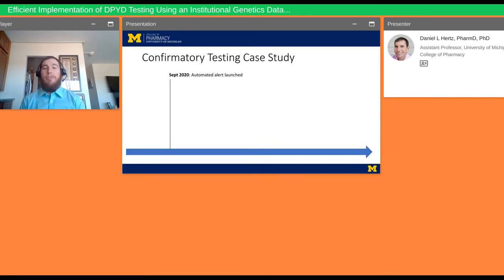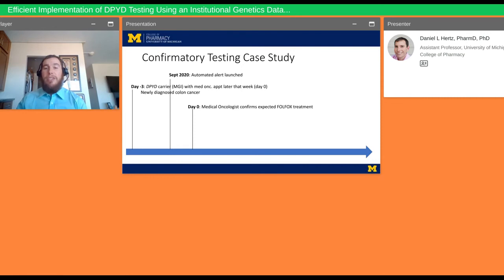We launched this study in September of 2020 and launched our automated alert system. We immediately found that there was a DPYD carrier in the MGI data who had previously that week been newly diagnosed with colon cancer. We immediately contacted the medical oncologist and confirmed that this patient is expected to receive combination chemotherapy, including 5-fluorouracil. We then enrolled the subject the following day and sent their DPYD test and returned that information with the confirmed DPYD HapB3 carrier status to the medical oncologist within 7 days of launching our alert, demonstrating the efficiency and rapidity of getting this information for patients.